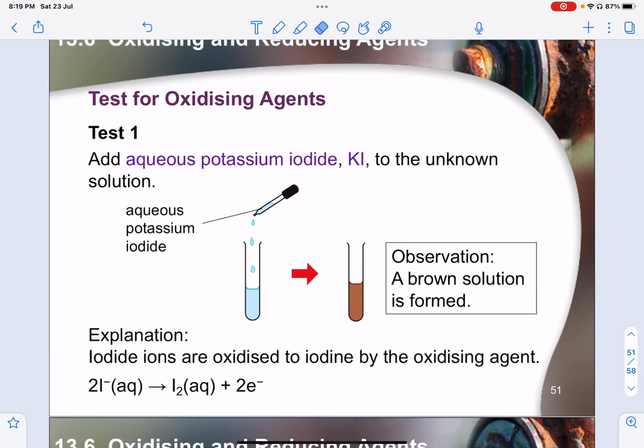Now, how do we test for an oxidizing agent? We want to see whether it will get reduced, so we will put in a reducing agent, and this reducing agent is potassium iodide. Potassium iodide tends to be colorless. When the potassium iodide has undergone oxidation by the oxidizing agent, it will form a brown solution.